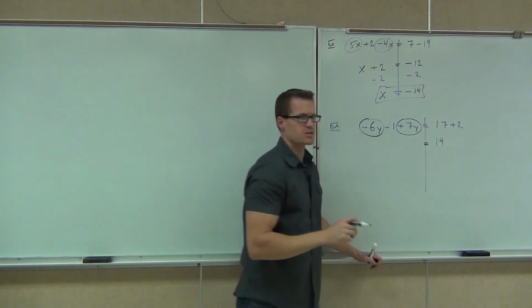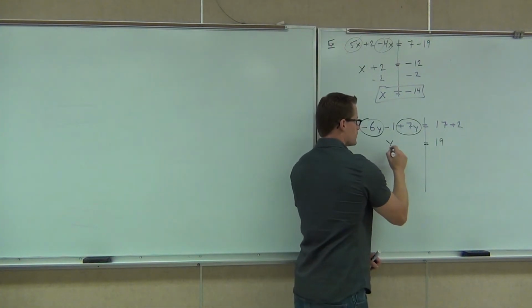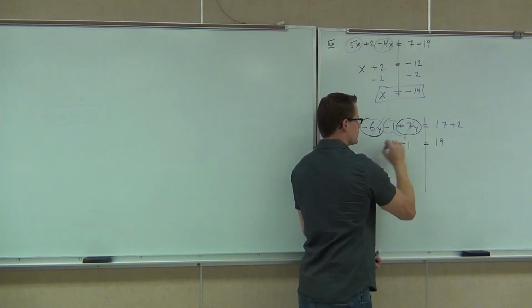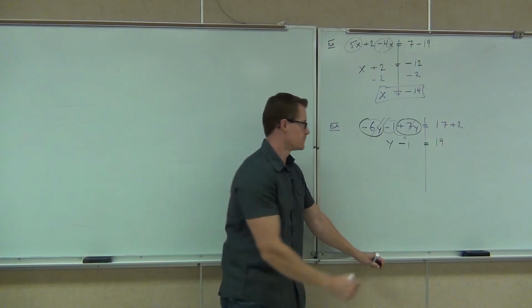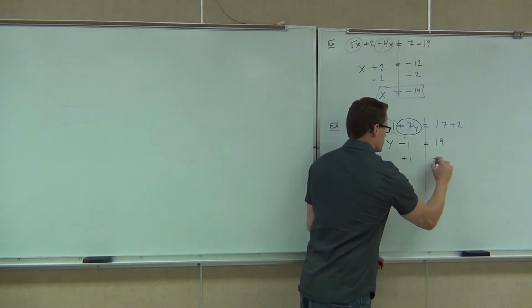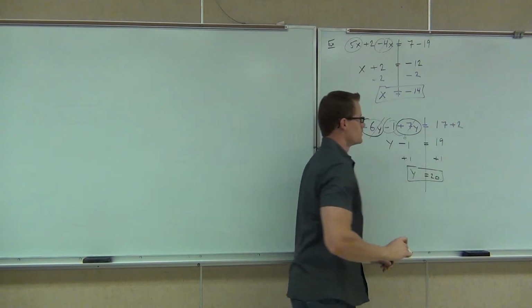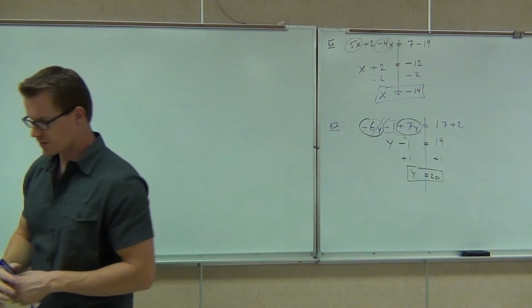How much is that going to give us, negative 6y and plus 7y? 1y. Good. And then? Minus 1. Sure, that minus 1 has to be there as well. There's only one more step. Plus 1, positive. Sure. y equals 20. By show of hands, how many of you got y equals 20? Good for you, that's fantastic.